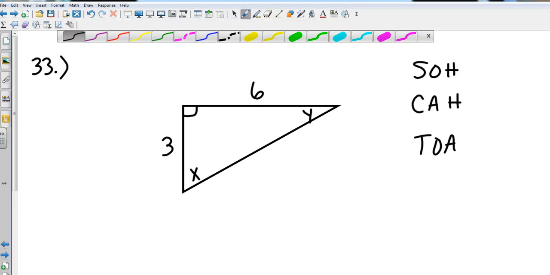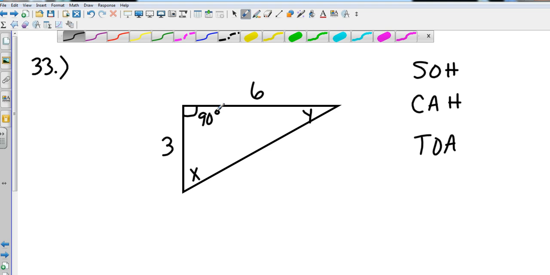Okay, I like number 33, not because it's a word problem, but because it shows you something different. In this case, we have to find x and y, but if we can find one of them, all we have to do is subtract from 180, because we know this angle is 90 degrees, and when we find one, we can add those together and subtract them from 180 to get the other one. So it doesn't matter which one we're going to do. I'll just go with y.